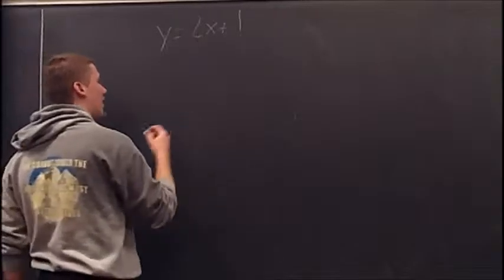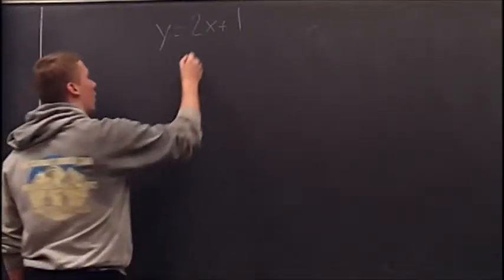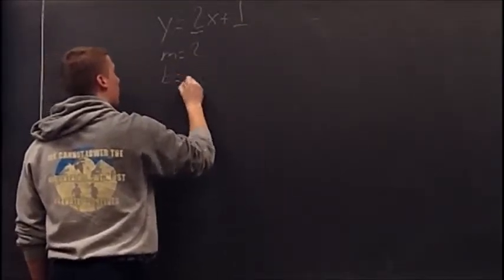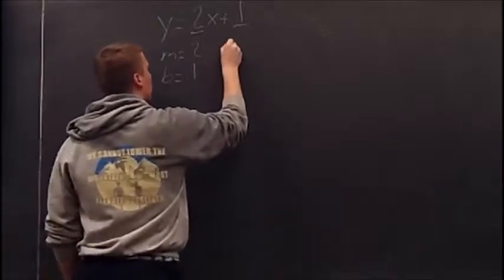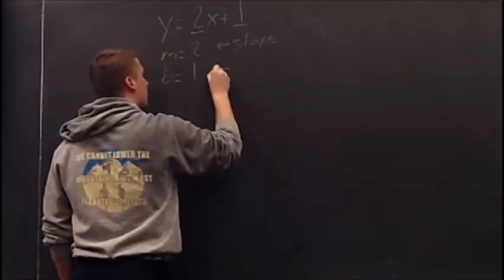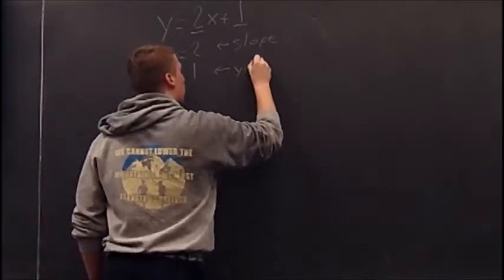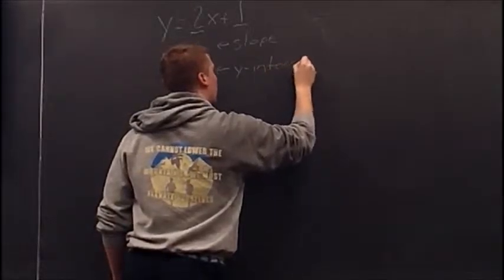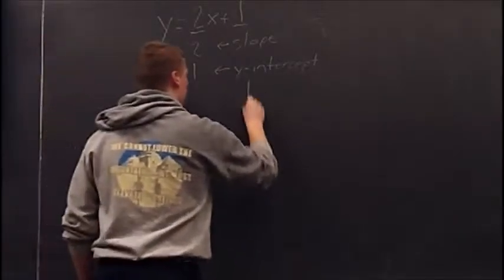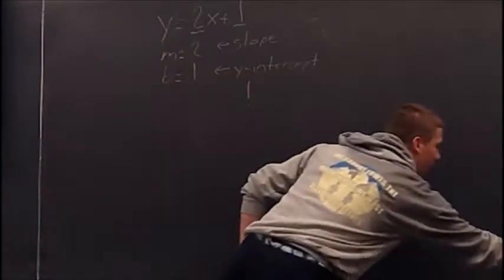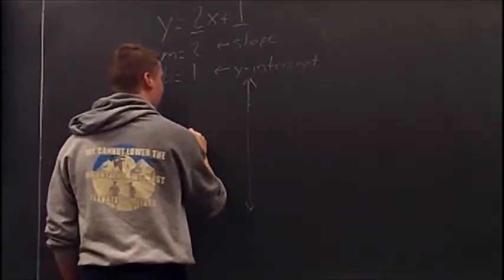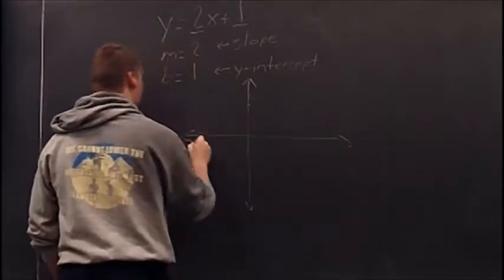Now, since it is in mx plus b form, we know that 2 is our slope, so m equals 2, and 1 is our y-intercept. So again, this right here is slope, and this would be our y-intercept. Perfect. Now, what we do is we just create our coordinate grid. Oh, minor chalk malfunction. Good thing we have plenty. Alright, so let's graph this puppy.